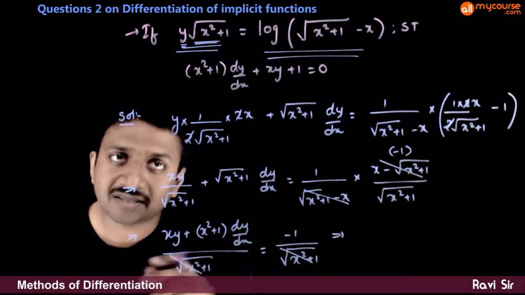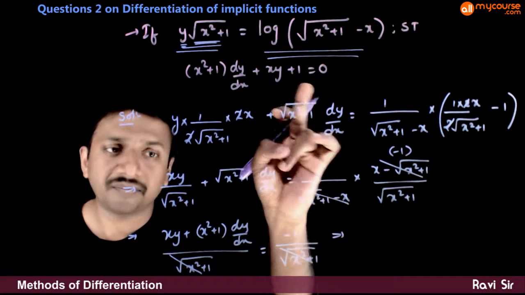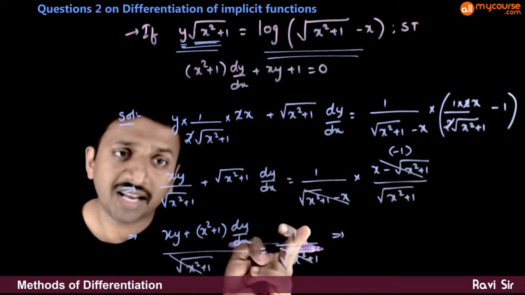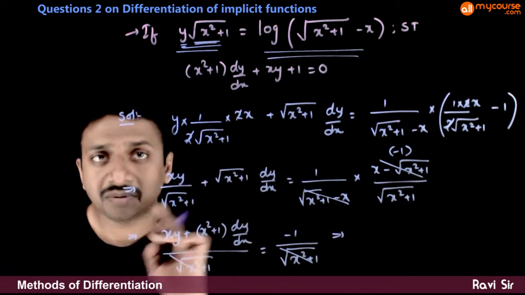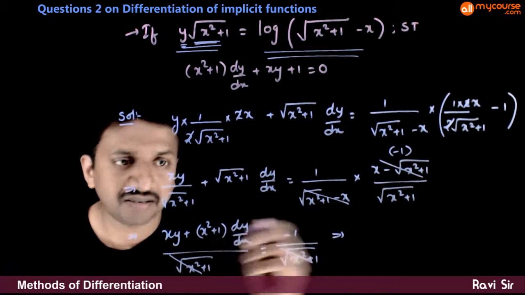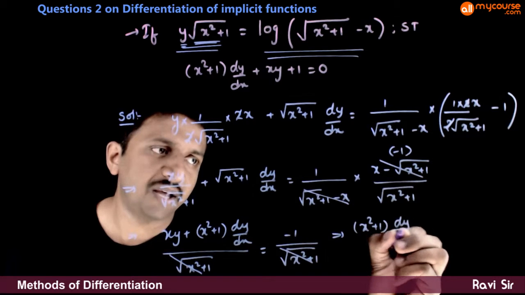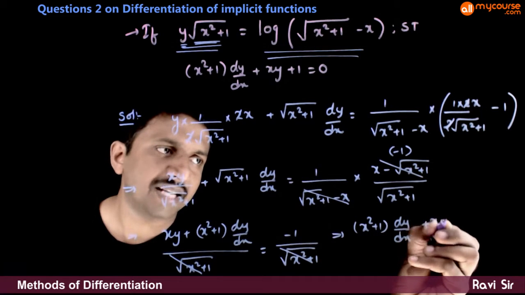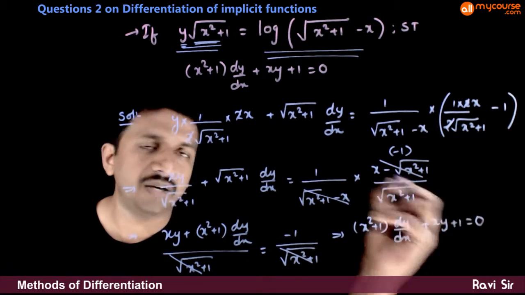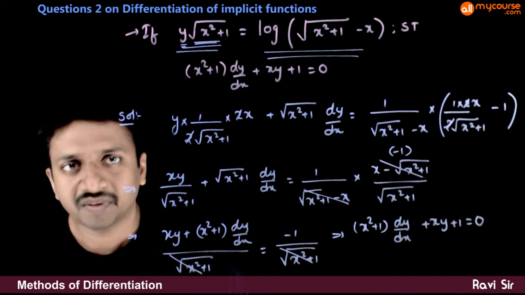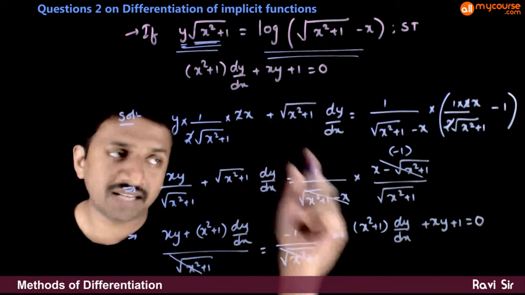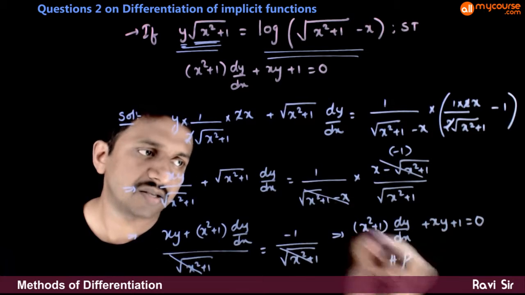So as you see here, if you just take this 1 onto this side, you get what is being asked: (x square plus 1) times dy by dx plus xy plus 1 is equal to 0. So this is what you're asked to prove, so hence proved.